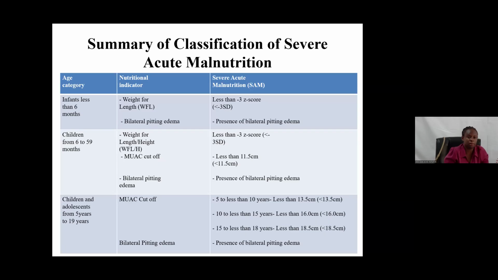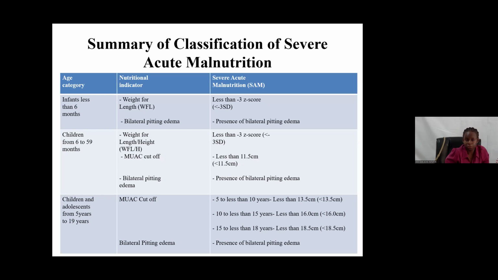For children who are less than 6 months, we do not do MUAC measurements. It is not helpful. We only do MUAC measurements for children who are more than 6 months of age. So in those less than 6 months, we do their weight for length, or we check for presence of edema.